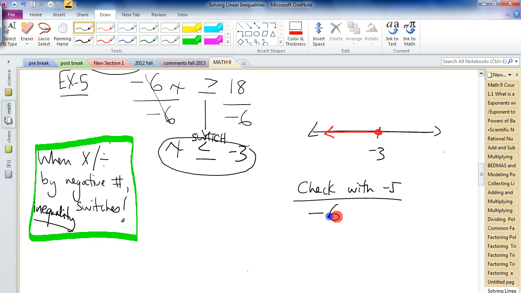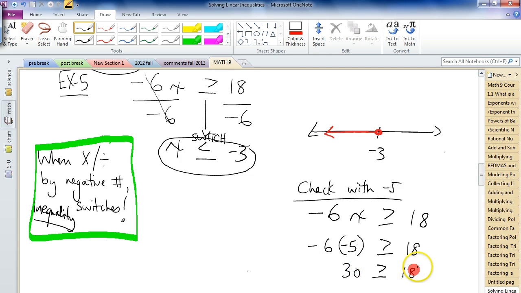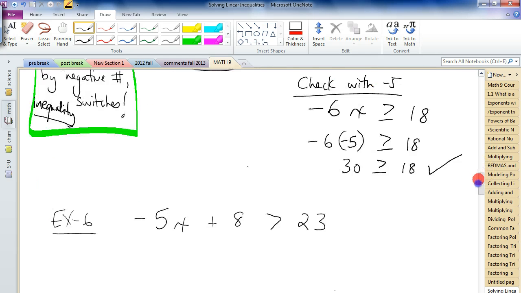We read our original inequality, negative 6x greater than or equal to 18. We sub negative 5 in here, so negative 6, and whatever we're subbing in, put it in brackets, negative 5. Negative 6 times negative 5 is positive 30. Is that greater than or equal to 18? Yep, it is. Now it's good. So that's a big one. Whenever you notice that you're about to divide or multiply by a negative number, slam on the brakes. You have to change the inequality sign to the other direction or else it won't work.